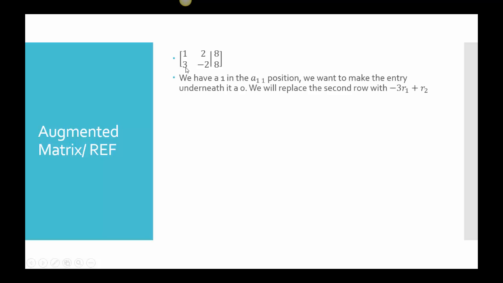That's awesome. So what do I want to do now? I would like to make that 3 go away. So here's, I wrote it for you formally. The A11, which is this first one, first row, first column, is a 1. I want to make this 3 go away. I need it to be a 0.